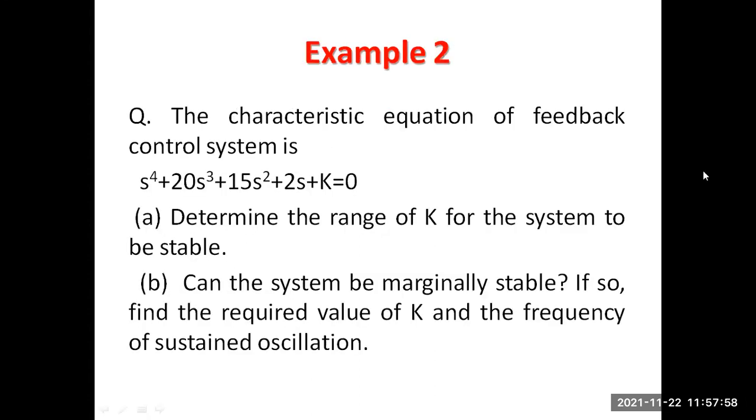So next numerical problem: it is the characteristic equation of the feedback control system. It is s to the power 4 plus 20 s cube plus 15 s square plus 2s plus k equal to 0. Determine the range of k for the system to be stable. Okay, so you first determine this value. What should be the value of k for this first case?